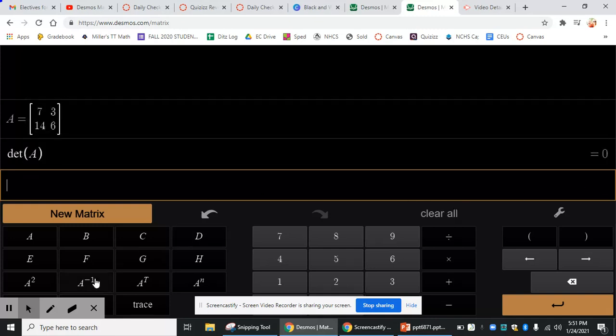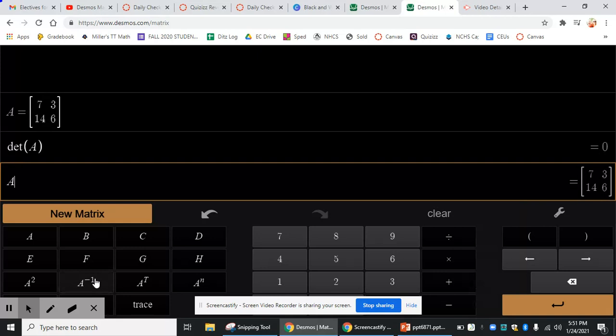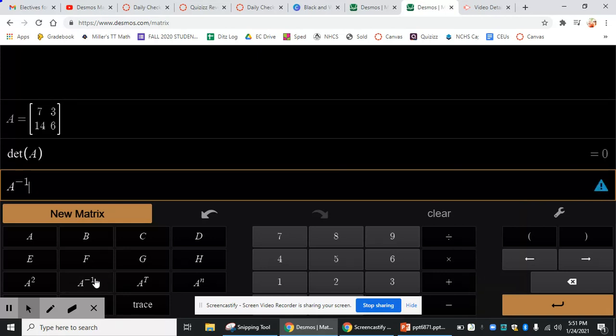Hey, guess what? If we asked you to find the inverse of the matrix, you could do that for us too. Just kidding. Why isn't it doing it? Well, we're just going to ignore that. I don't know. Undoubtedly, I'm doing something wrong.